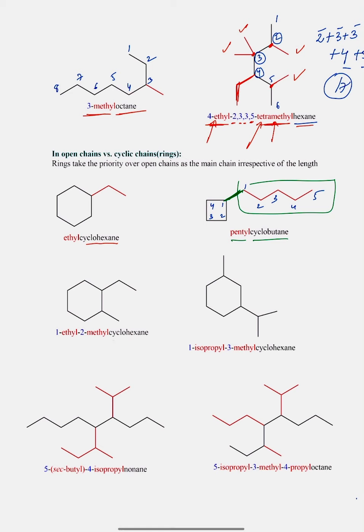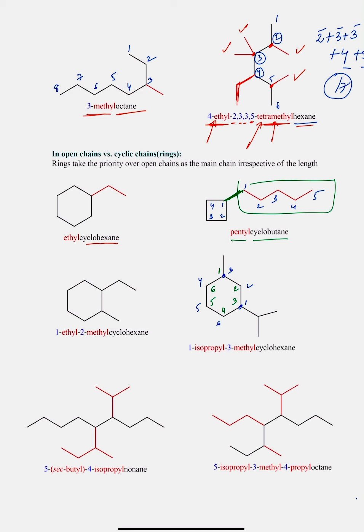This next structure, let me see. Here we have a cyclohexane, and there are two substituents. One is here and the other is here. So how should I number it? I should start numbering either from here, or I should number starting from here, because these two numberings will give you the lowest sum, which is 1 plus 3 equals 4.